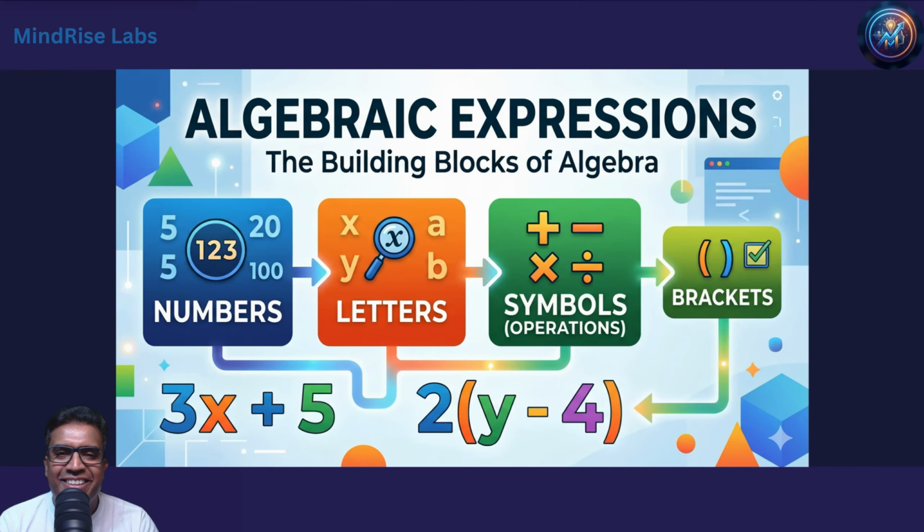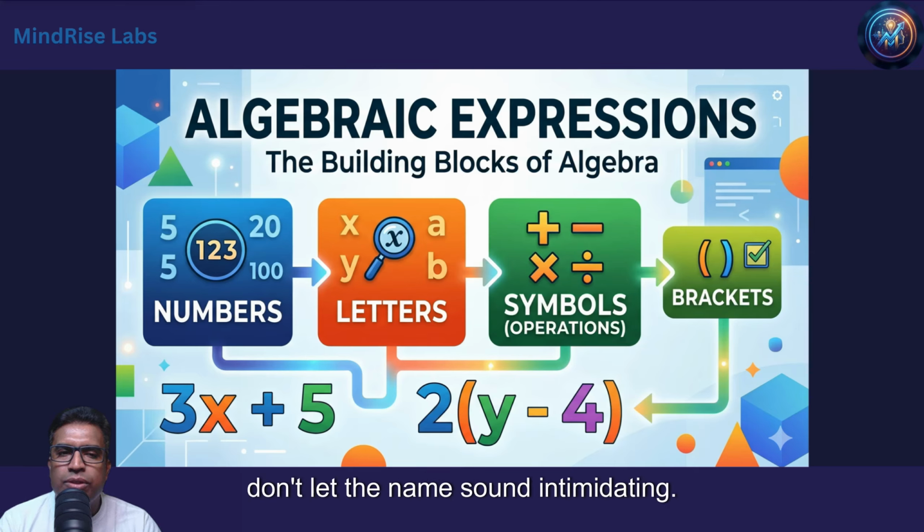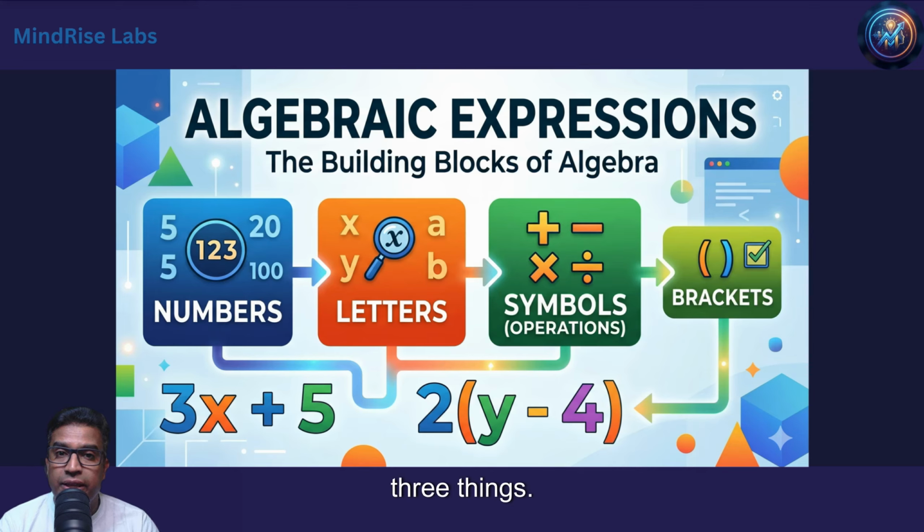All right, let's break this down. Algebraic expressions. Now, don't let the name sound intimidating. It's actually pretty straightforward. At its core, an algebraic expression is just a mix of three things: numbers, letters, and mathematical symbols. Think of it like this: you already know most of it.